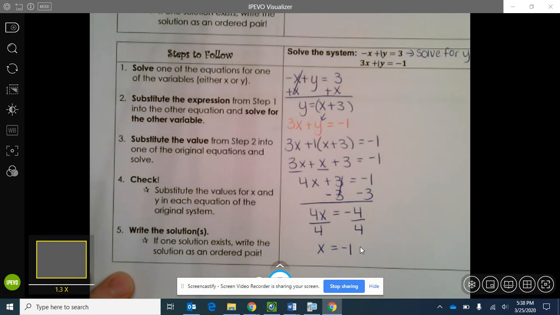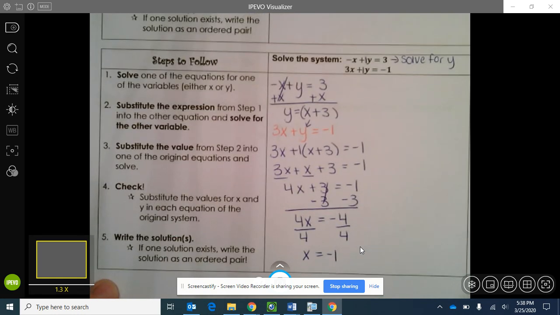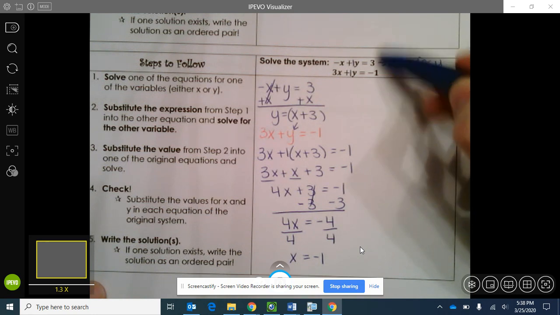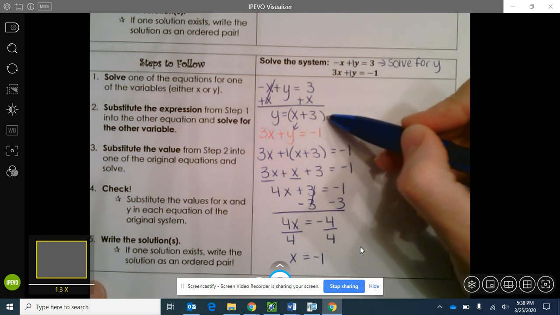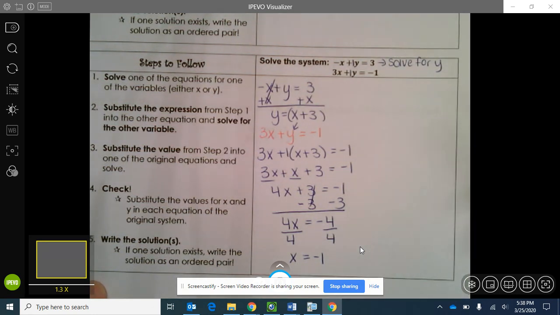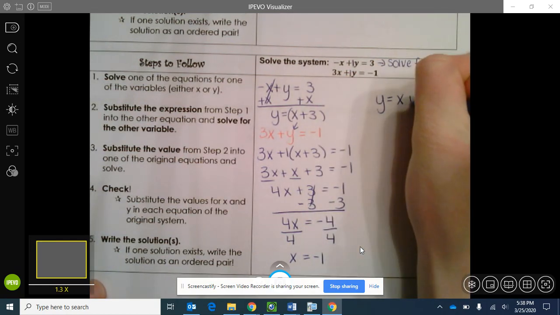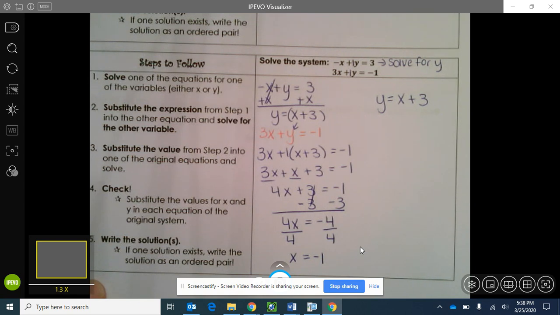Now remember, for a system, you need an x value and a y value in order to write your answer as an ordered pair. So I'm not done. I need to solve for y. Now I can do that by plugging into one of the two original equations or this equation that I've already solved for y, which is actually going to be the easiest. So I'm going to use this third equation down here, y equals x plus 3.